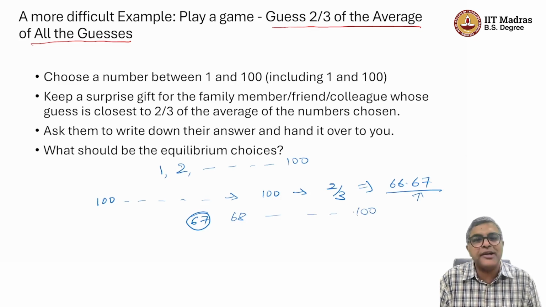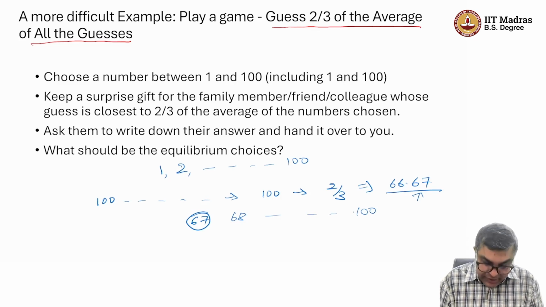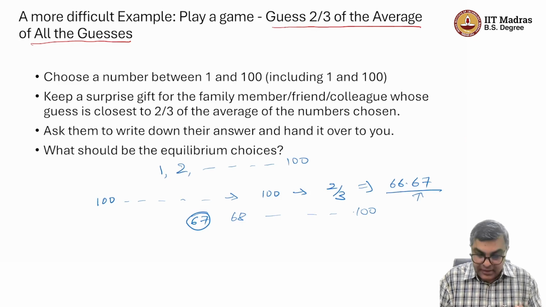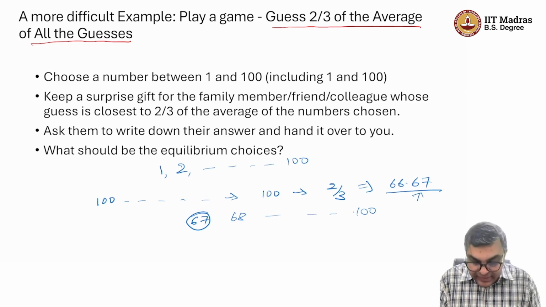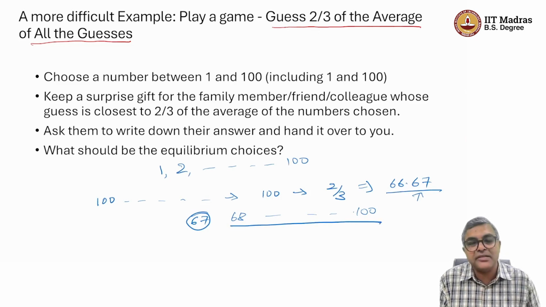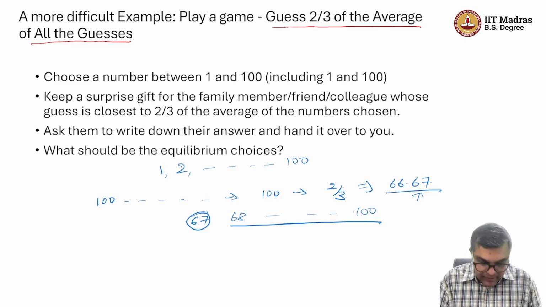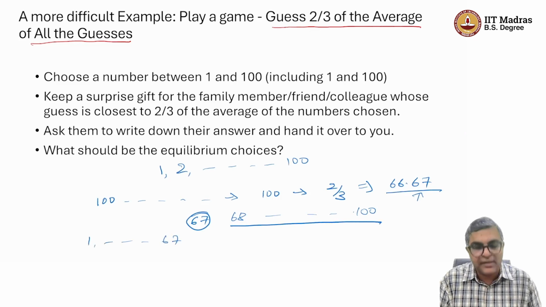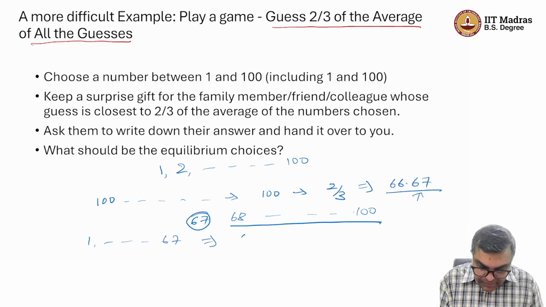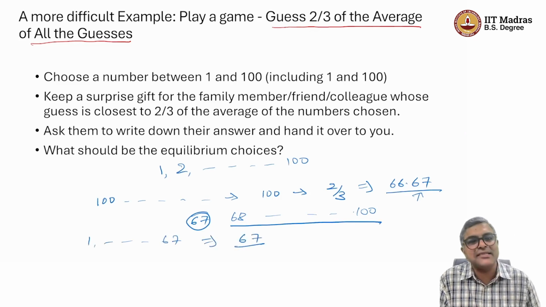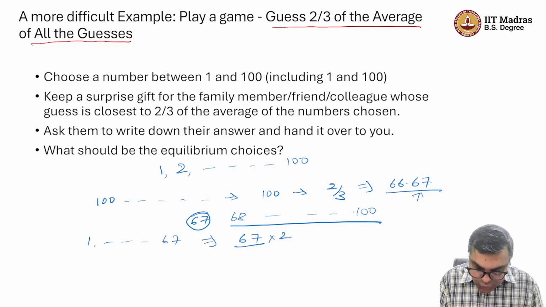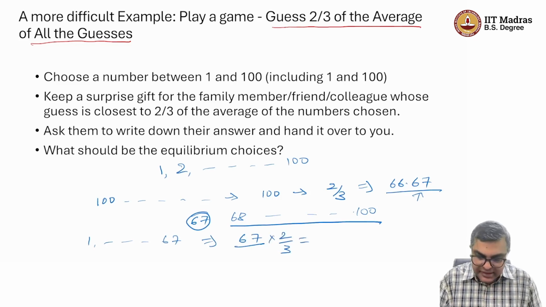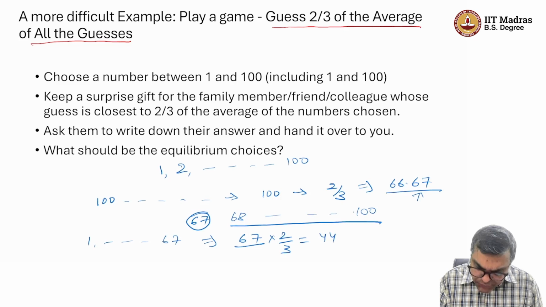Okay, so for each player you can remove the numbers. You have not played the game, you are arguing in your mind. Now if everyone is rational, then everyone should remove these numbers. You have a reduced game in which people should be guessing only 1 to 67. What would be the maximum average possible? 67. What would be two-thirds of 67? It's going to be 44.33.